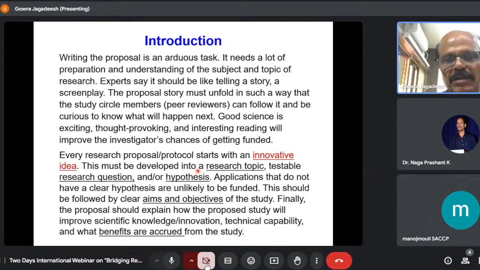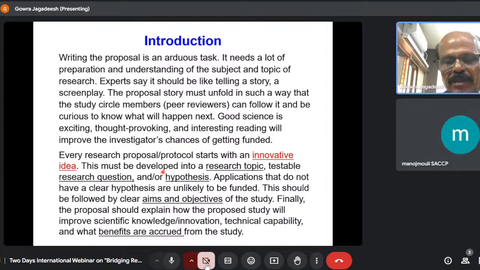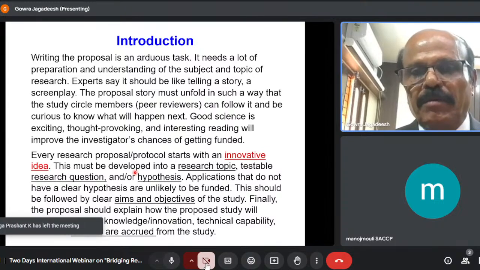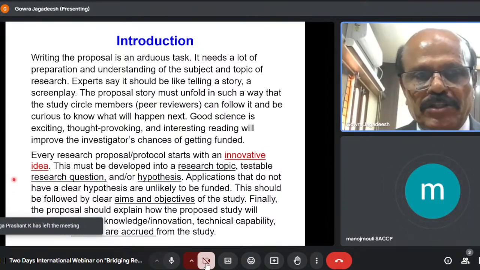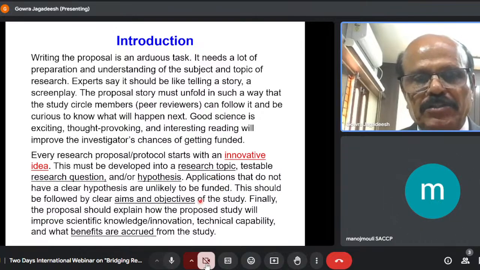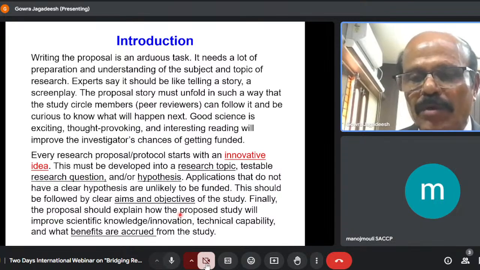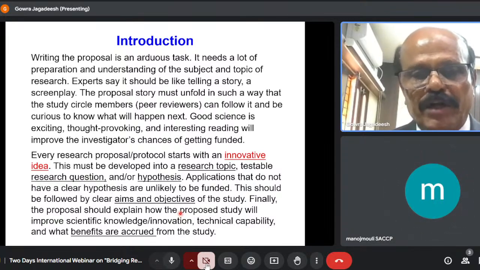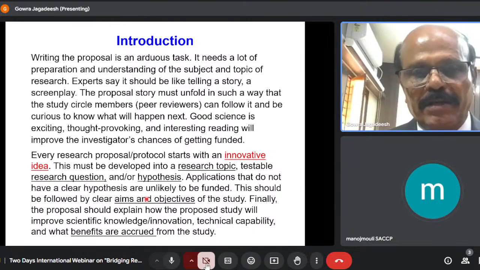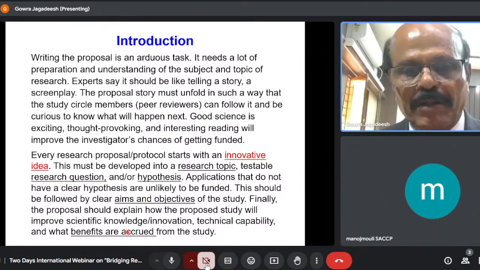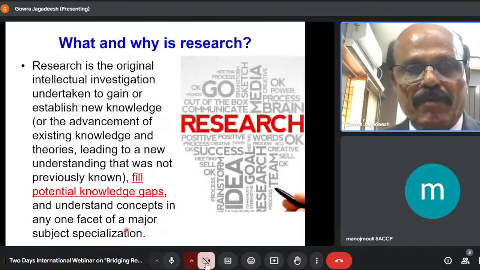Every research proposal has an innovative idea. Definitely, without an idea, you cannot develop a protocol. You cannot come up with the right topic. That's why the topic becomes the main starting point. Then you read the research question and hypothesis; applications that do not have a clear hypothesis may not have a very commanding position for the protocol or even for getting funded. And also you require clear objectives on any benefit and significance of your studies, which is very important.